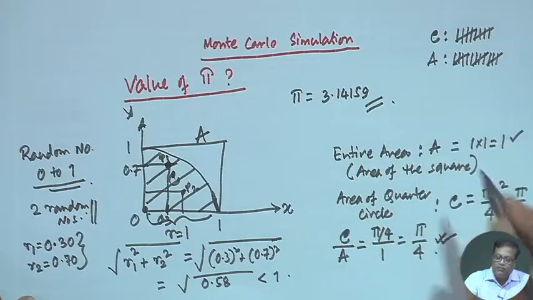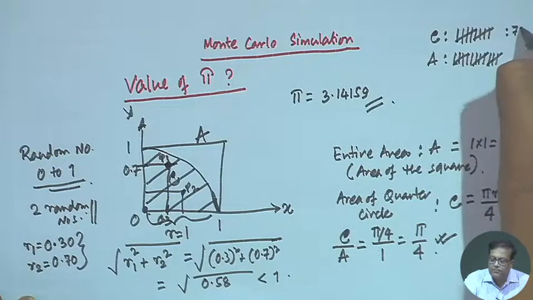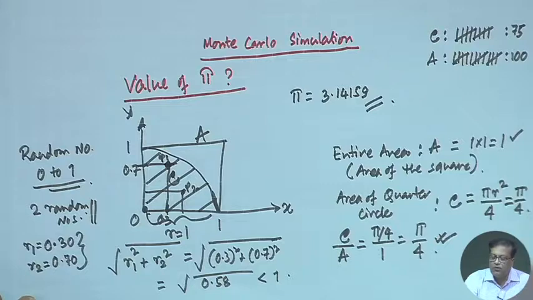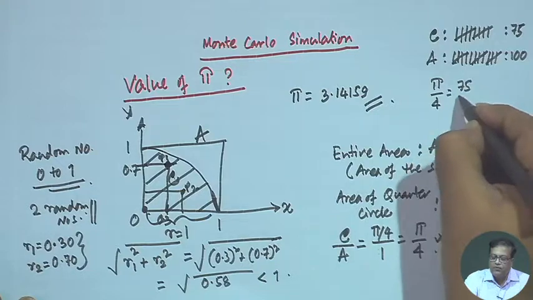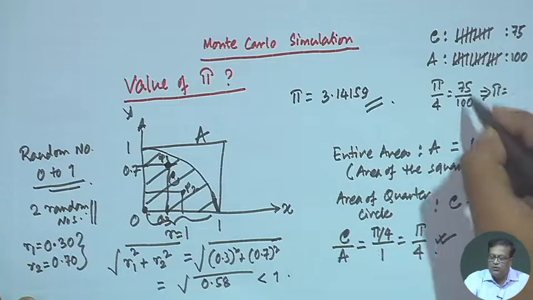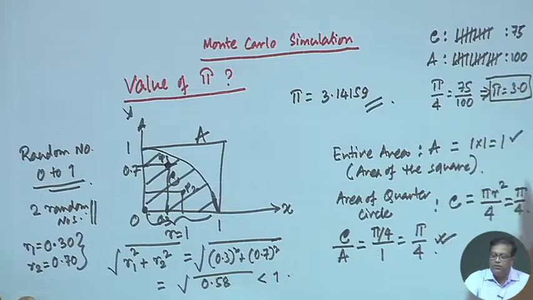So, finally, suppose under C we have generated 75 points, and within A we have generated 100 points. So, you see, since C by A is pi by 4, here we get pi by 4 equal to 75 by 100. So, an estimate of pi will be 300, so it will be 3.0. So, an estimate of pi equal to 3.0 could actually be obtained.